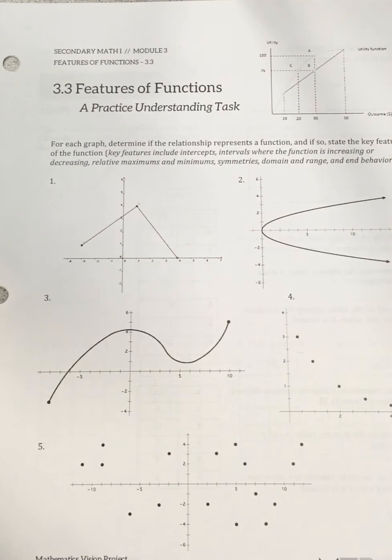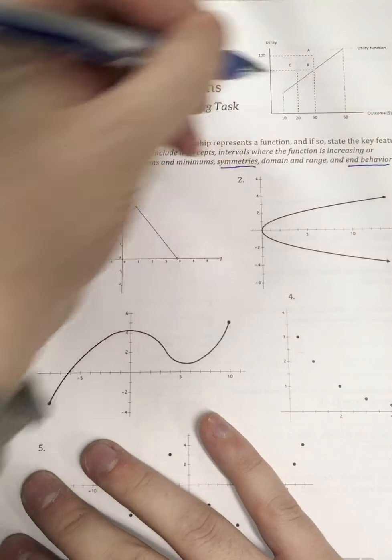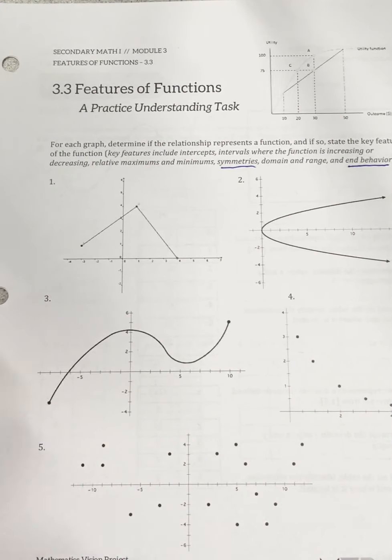So in the 3.3 lesson, we are continuing to talk about key features of functions, and we're trying to identify things like intercepts, intervals where we're increasing and decreasing, maximums, minimums, symmetries, domain and range, and end behavior. So there's two new words that we haven't talked about in here, which are symmetries and end behavior.